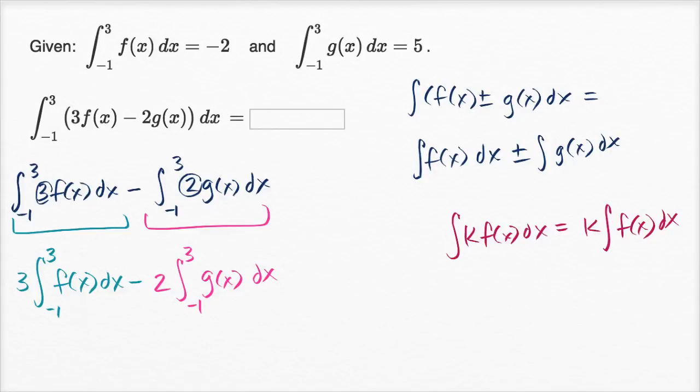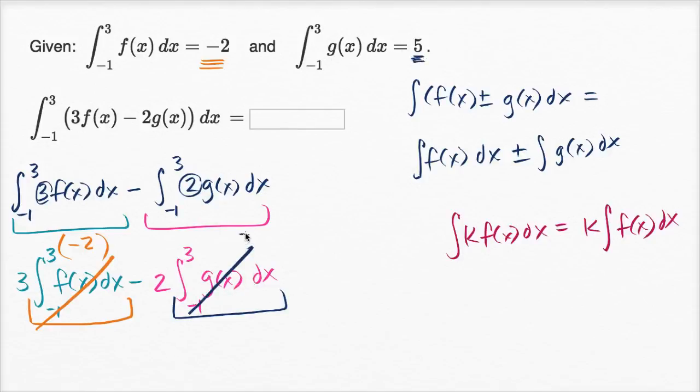Well, they tell us what this thing is that I'm underlining in orange. The integral from -1 to 3 of f of x dx, they tell us that that is equal to -2. So that thing is -2. And likewise, this thing right over here, the definite integral from -1 to 3 of g of x dx, they give it right over here. It's equal to 5.